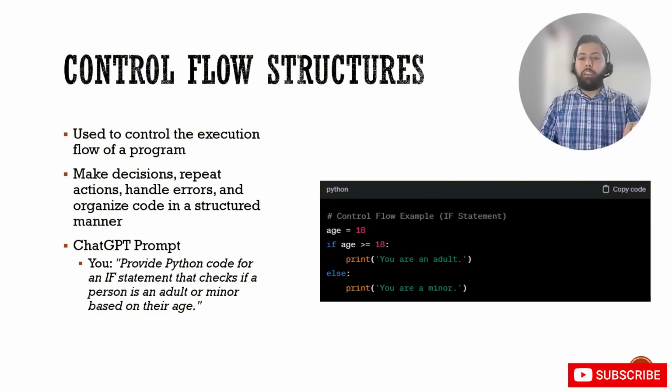However, if age, for instance, was 17 or 16, the case would be else. It would skip over the if code and go to the else, and it would print whatever's under the else. And that's how control flow structures work. So based on a condition, it's going to run certain parts of the code or the other parts of the code. It all depends on what conditions are met. And that's how control flow works.